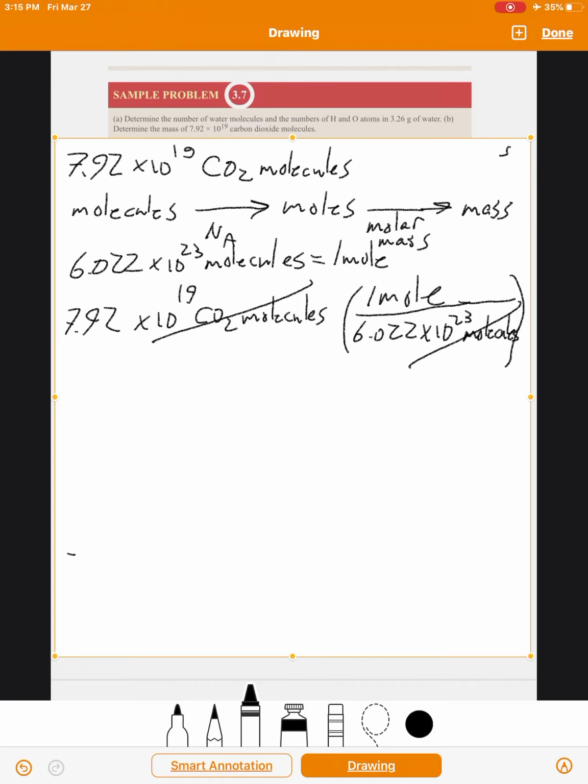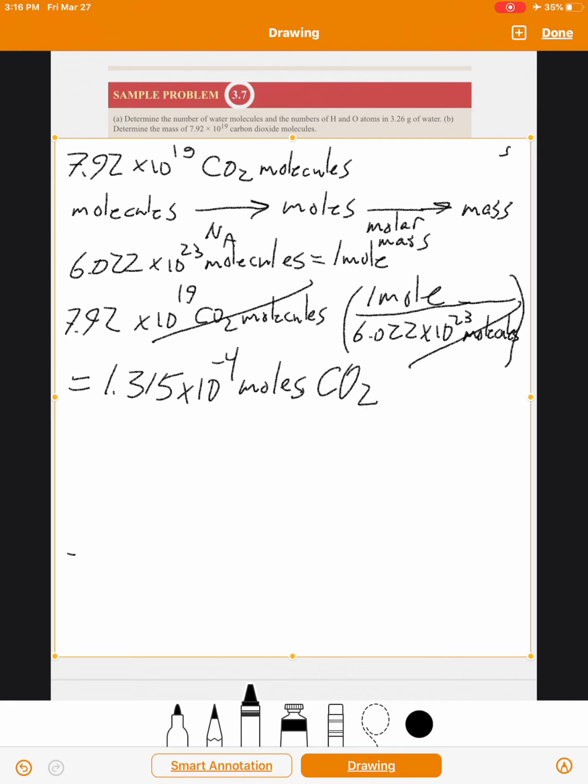So 7.92 times 10 to the 19th. Let me clear that out. 7.92 times 10 to the 19th divided by Avogadro's number. And you get 1.315 times 10 to the minus 4. And just check that. 1.315 times 10 to the minus 4 moles CO2.